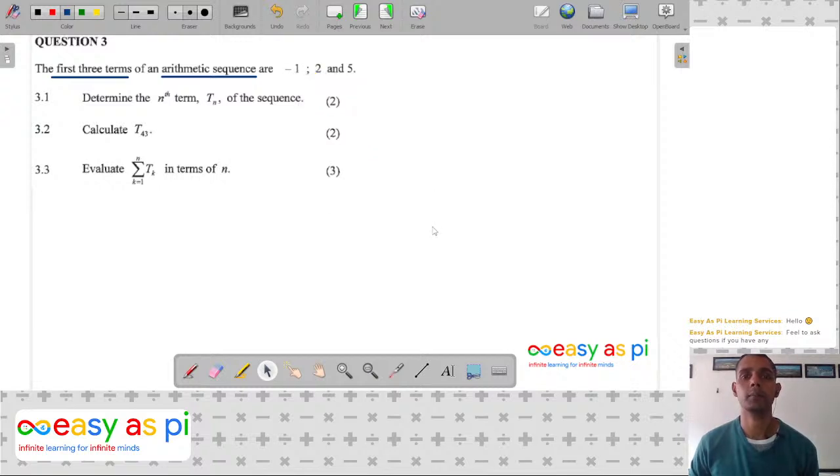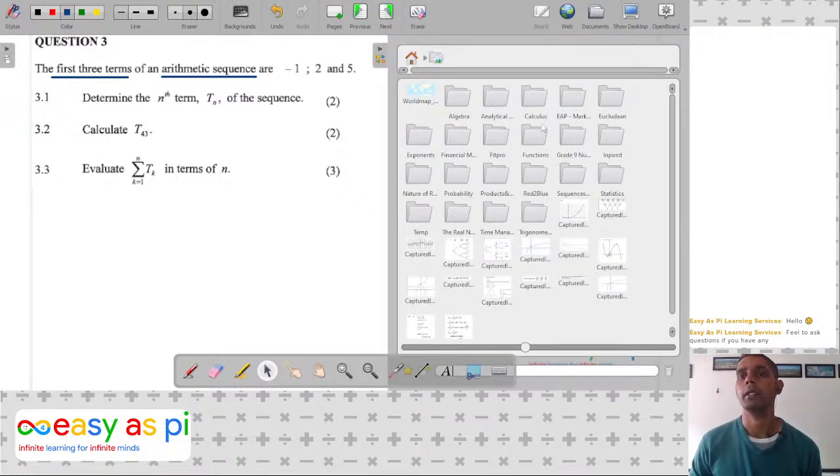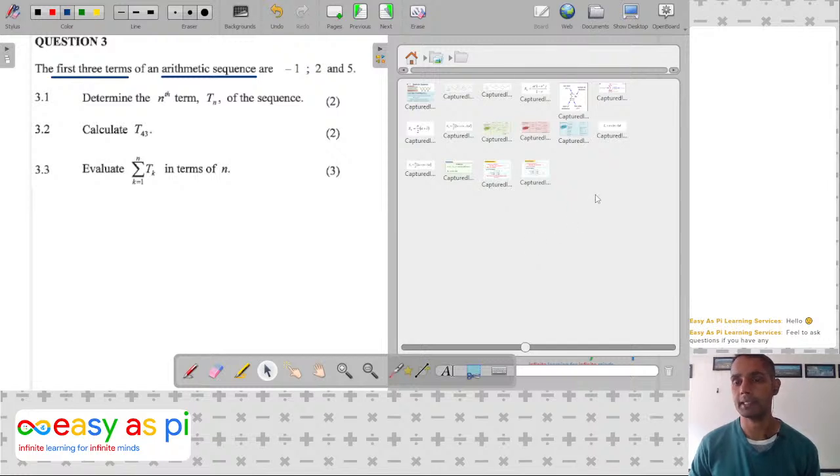And why is the mark scheme so important? Well, simply because the mark scheme gives us an indication of how many minutes we should be devoting to the question and the number of steps that we should be breaking them down into. So they want you to determine the nth term Tn of the sequence. That is not too difficult, but I'm going to give you a little bit of a refresher just in case you require it. So let's pull out the information related to arithmetic sequence.